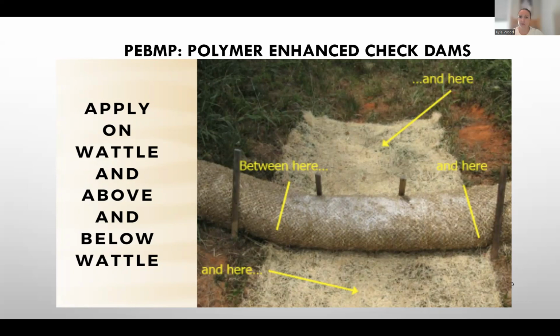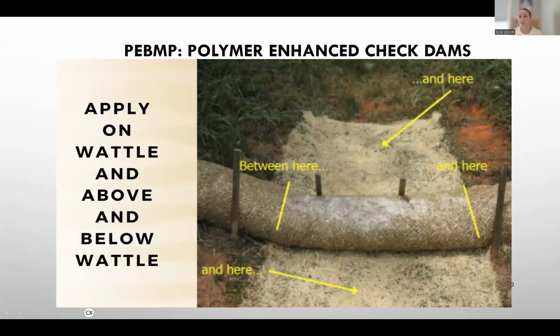Applying the polymer to a wattle is really simple. We're going to apply it to the matting above the wattle, we're going to apply it to the wattle, and we're going to apply it below the wattle. Typically, for each check structure, the way that we dose the flocculant is based on expected flow through that channelized area. If you tell us that, we'll tell you how many pounds of polymer you should use, based on how much water.